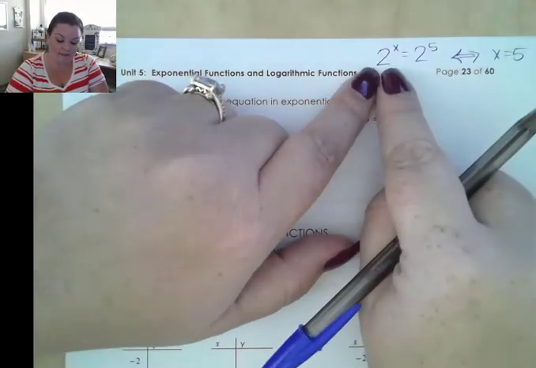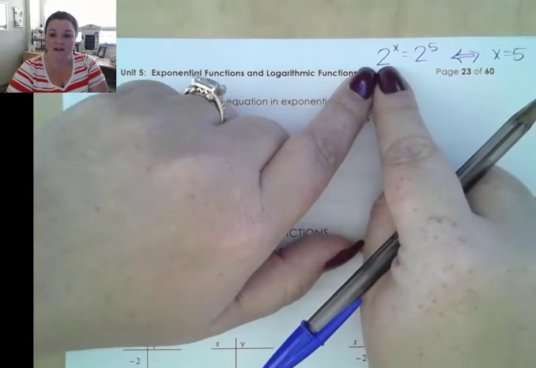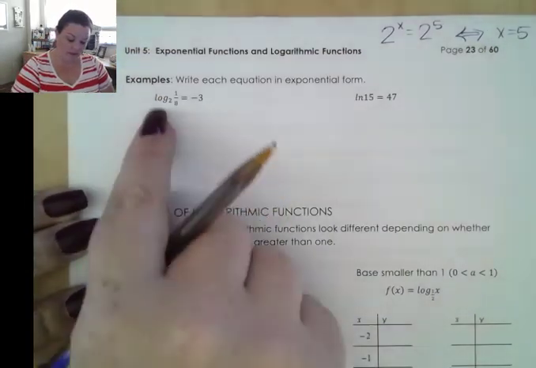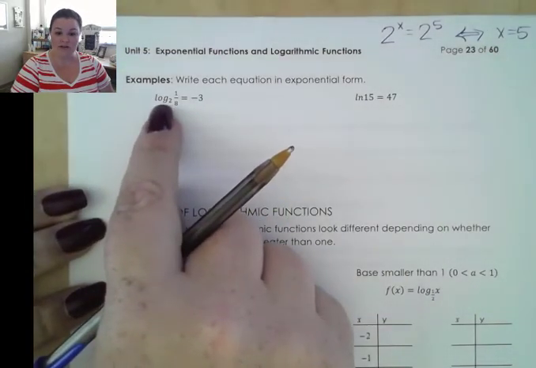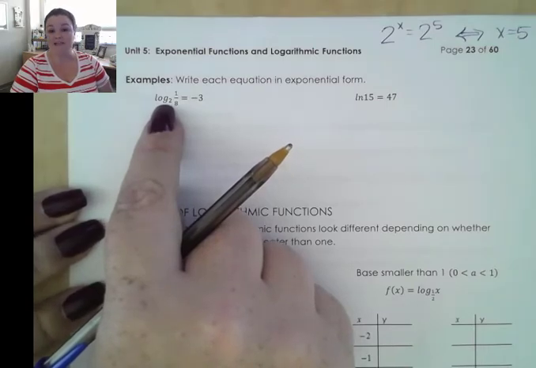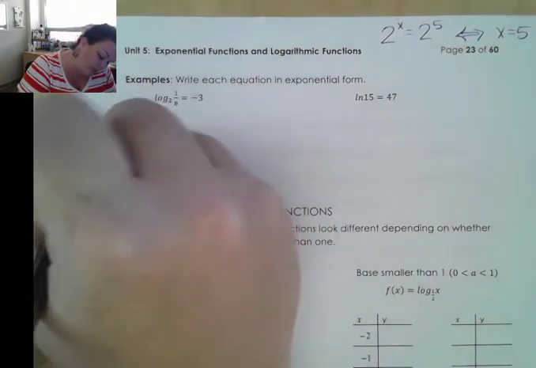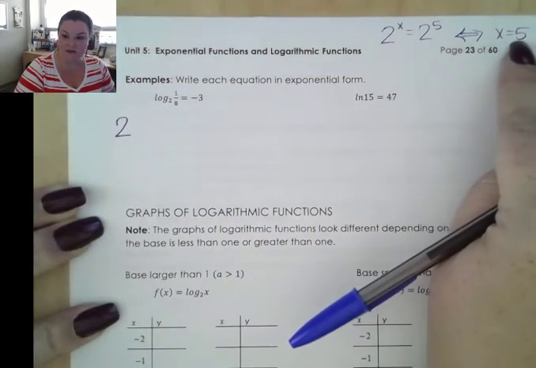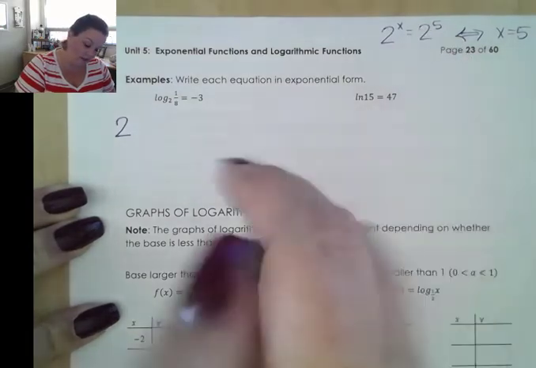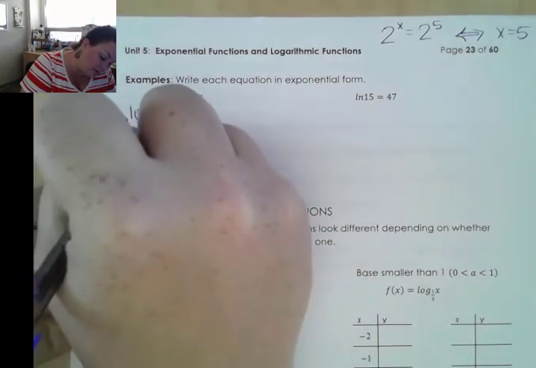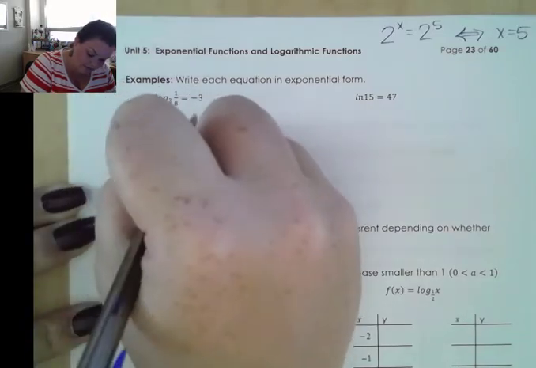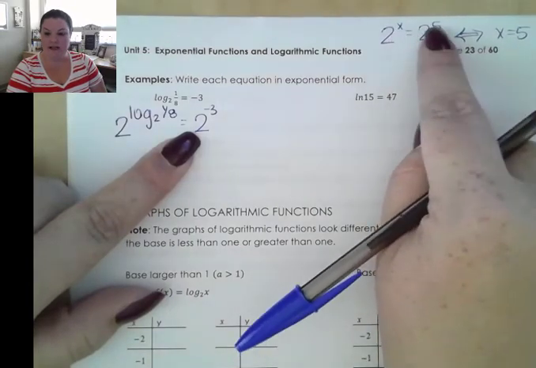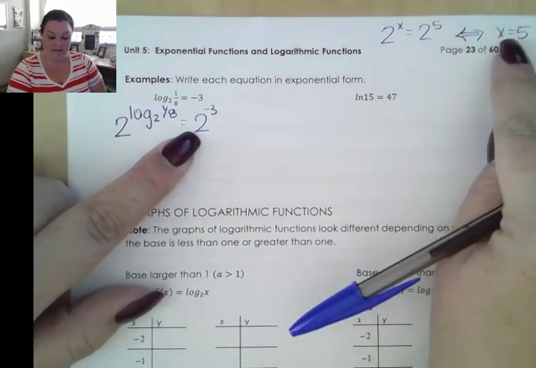Okay, so I'm going to specifically pick an exponential base that I know will get rid of a log. All right, so let's look at this one. This one's log base 2. So to get rid of log base 2, I need an exponential base 2. So I'm going to put in an exponential base 2 and take this equation, just like I did here, and put it up in the exponent. So that means I have 2 raised to the log base 2 of 1/8 is equal to 2 raised to the negative 3.